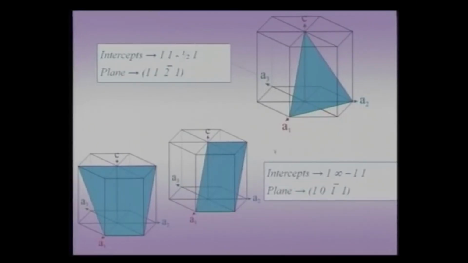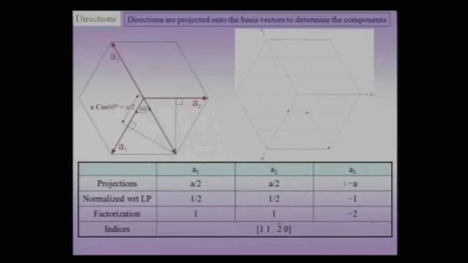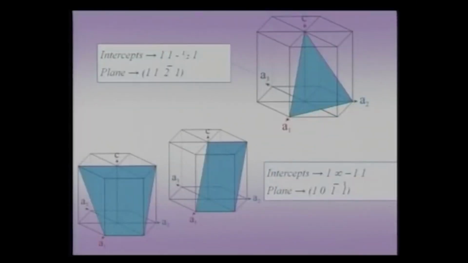So, the intercepts for this plane are along the A1 direction 1, along the A2 direction it never intercepts, that means it is infinity, along the A3 direction it is minus 1 which is along this direction, and finally along the C direction it is 1. So, I take my reciprocal and put brackets to get the Miller-Bravais indices, which becomes 1 0 1 bar 1. So, this is my Miller-Bravais indices for the plane, and therefore, I can clearly see that I can use a 4 index notation in the case of hexagonal crystals and hexagonal lattices to derive the Miller-Bravais indices.